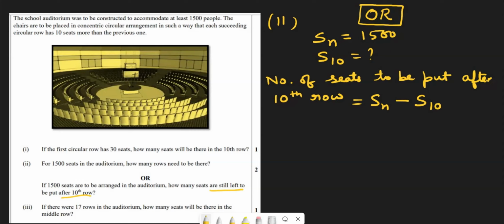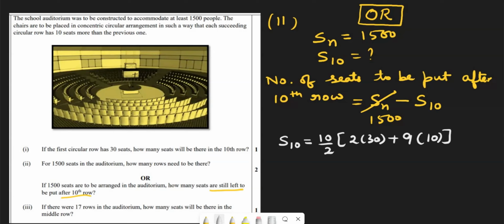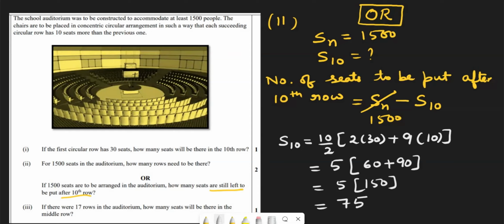So first, we know that the sum total of all the chairs is 1500. So we only have to find S10. We'll use the Sn formula. S10 is 10 by 2 times twice A plus 10 minus 1, that is 9 times the common difference, which is 10. So 15 fives are 75, so 750. So 750 seats are already placed up to the 10th row.